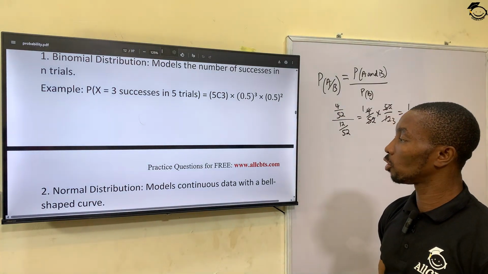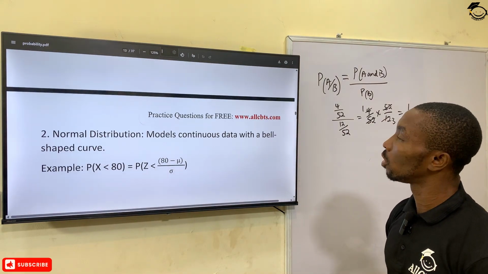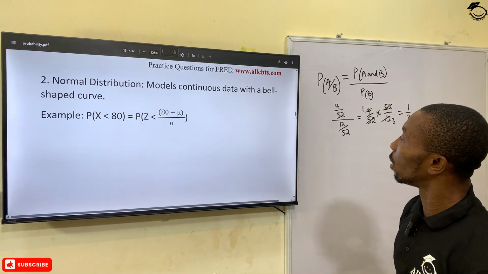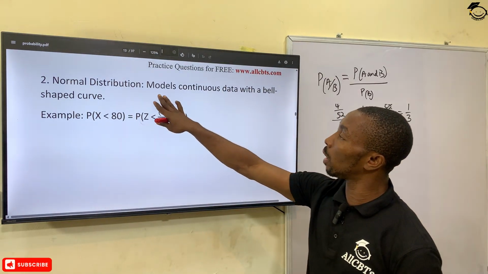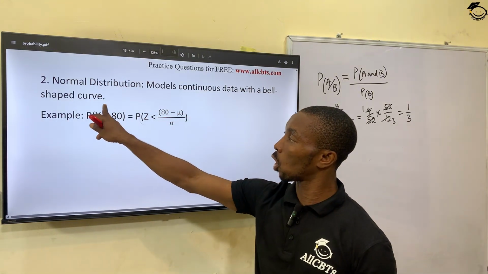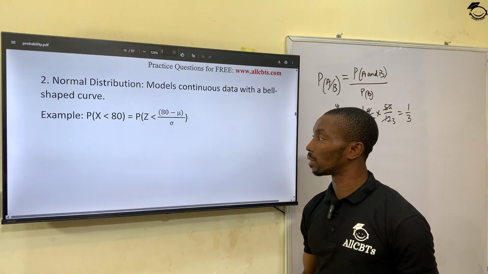Now, our normal distribution models continuous data with a bell-shaped curve. Now, the model our normal distribution deals with is a bell-shaped curve, okay, for our distribution. All right.